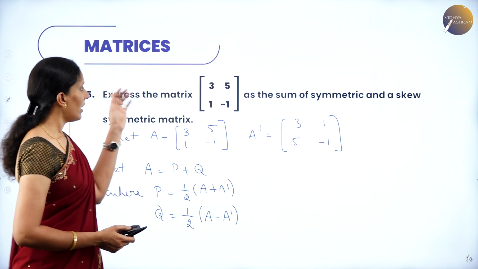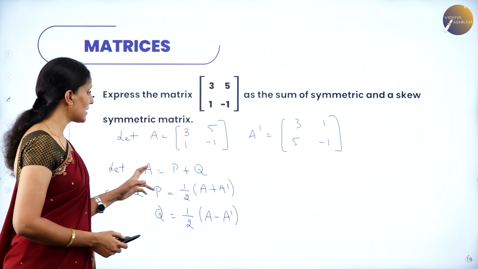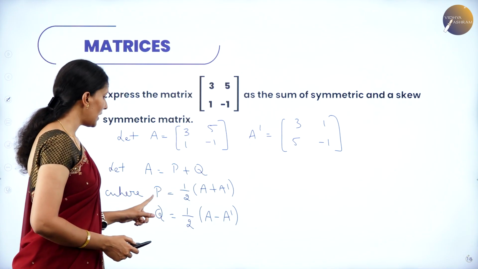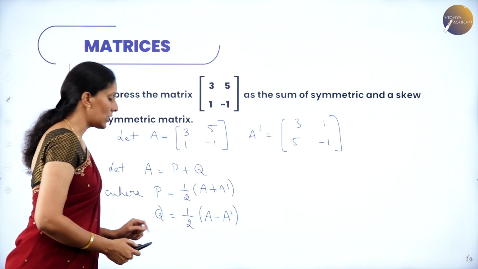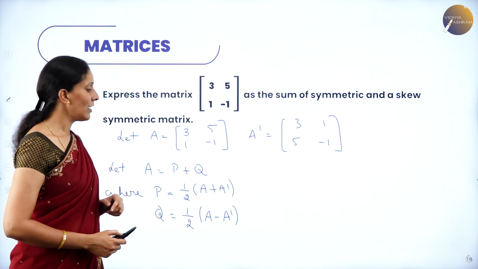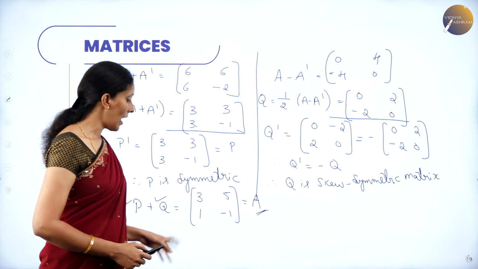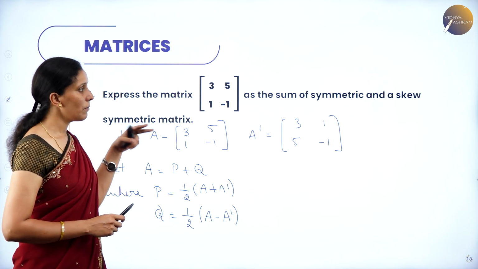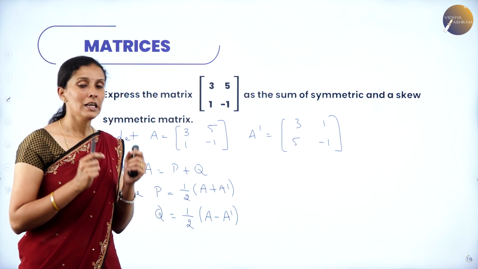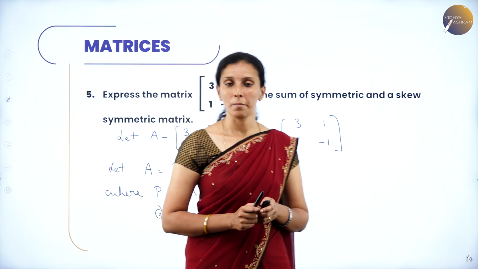So, whenever the matrix is given, just find the transpose and express it as P plus Q, where P can be verified with this formula and Q can be verified with this formula. Then show that P is symmetric and Q is skew symmetric. Add it again and show that it is equal to A. Thus, we can show that any square matrix can be represented as the sum of symmetric and skew symmetric matrices.